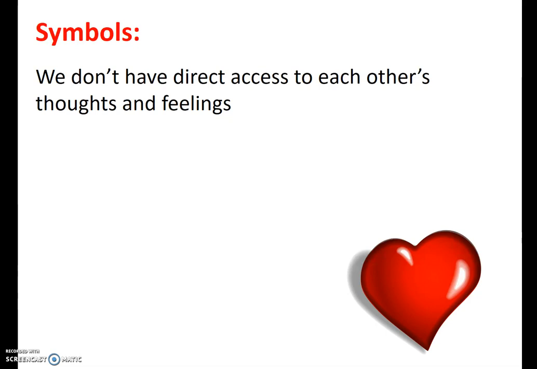So symbols. We don't have direct access to each other's thoughts and feelings. You know, I can't just figure out what my husband is thinking, and you can't just figure out what your best friend or your teacher or your boss is thinking, you know. And I did put this in, unless we are Edward Cullen, for all my Twilight fans out there. Okay, Edward Cullen, if you don't know, is a character from the movie Twilight, and he can read other people's minds, but the rest of us can't.